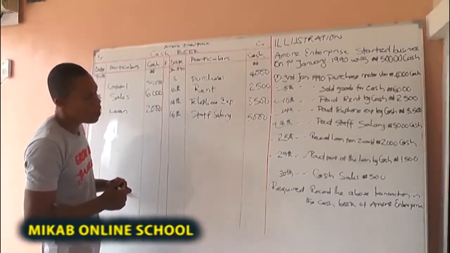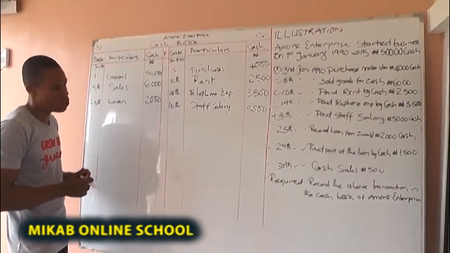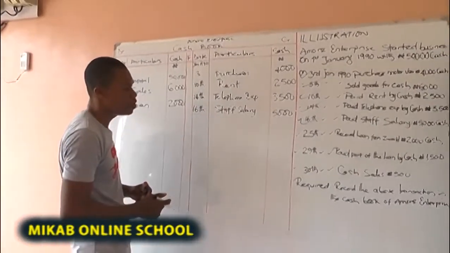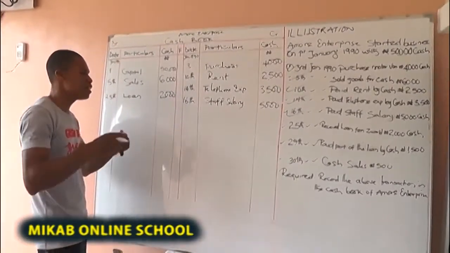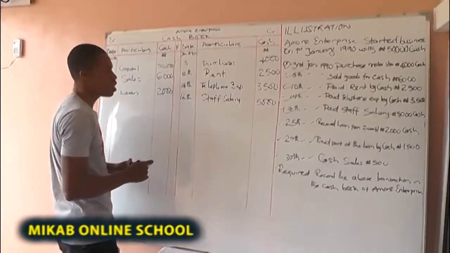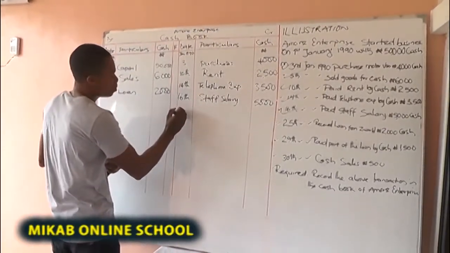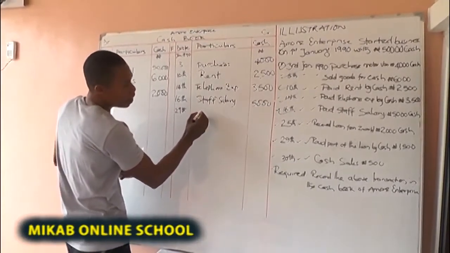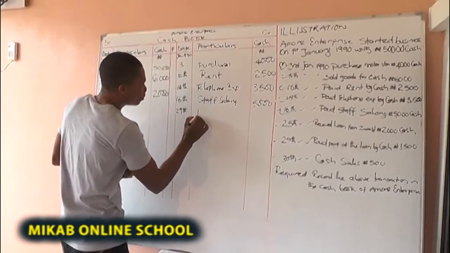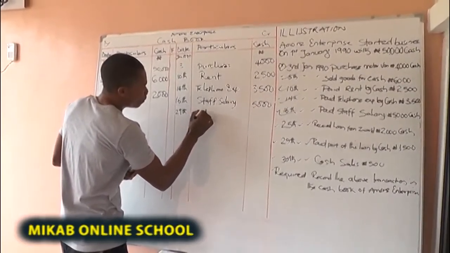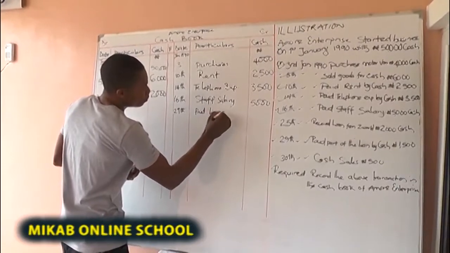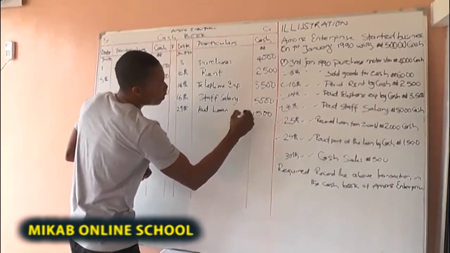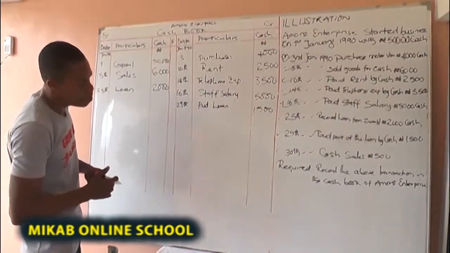On the 29th, paid part of the loan by cash, 1,500 naira. You received a loan earlier, 2,000, and you are paying part of it, 1,500. As you are paying, the cash is leaving your account. On the 29th, we said cash paid part of the loan. How much? 1,500 naira. The next one is on the 30th.